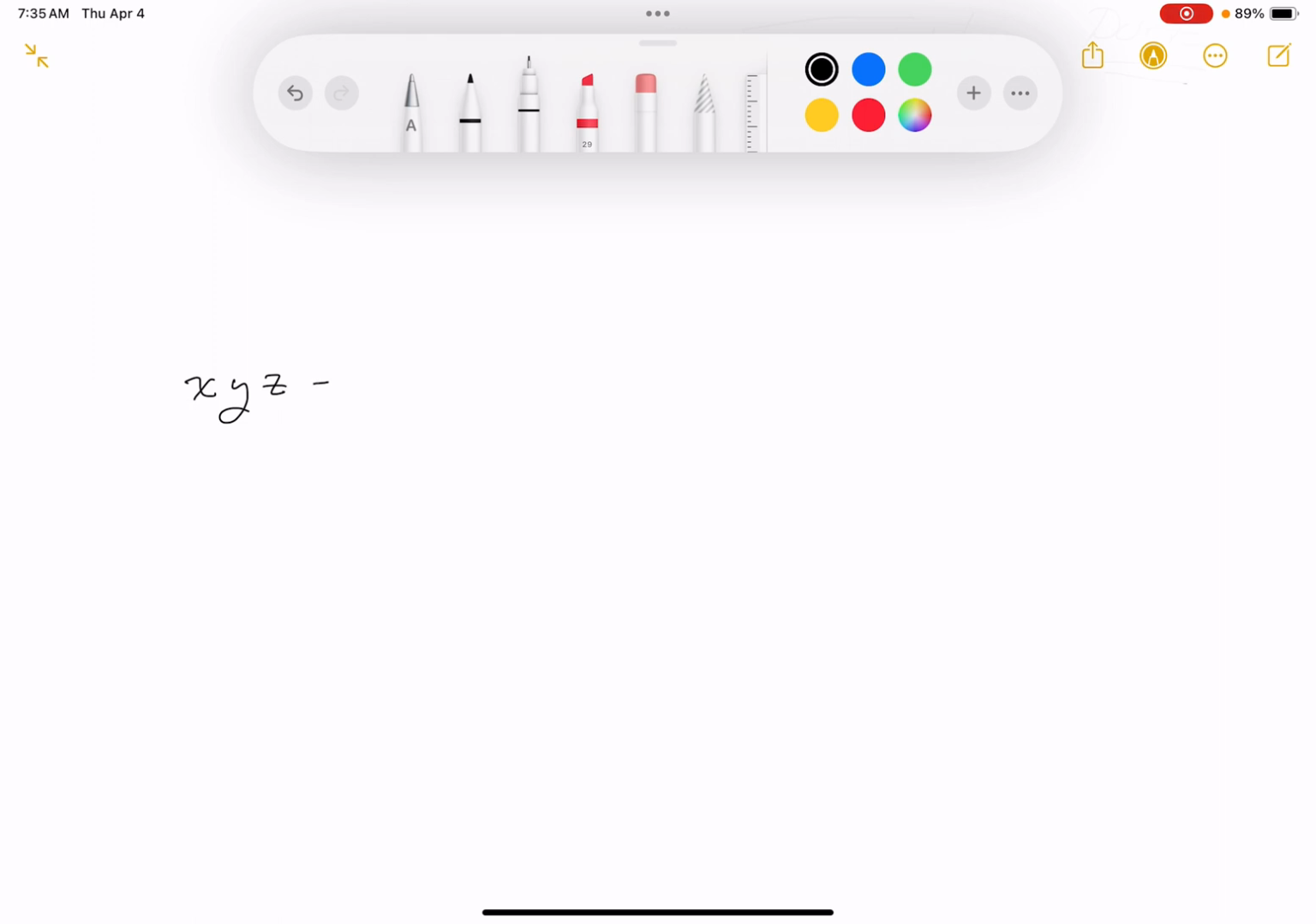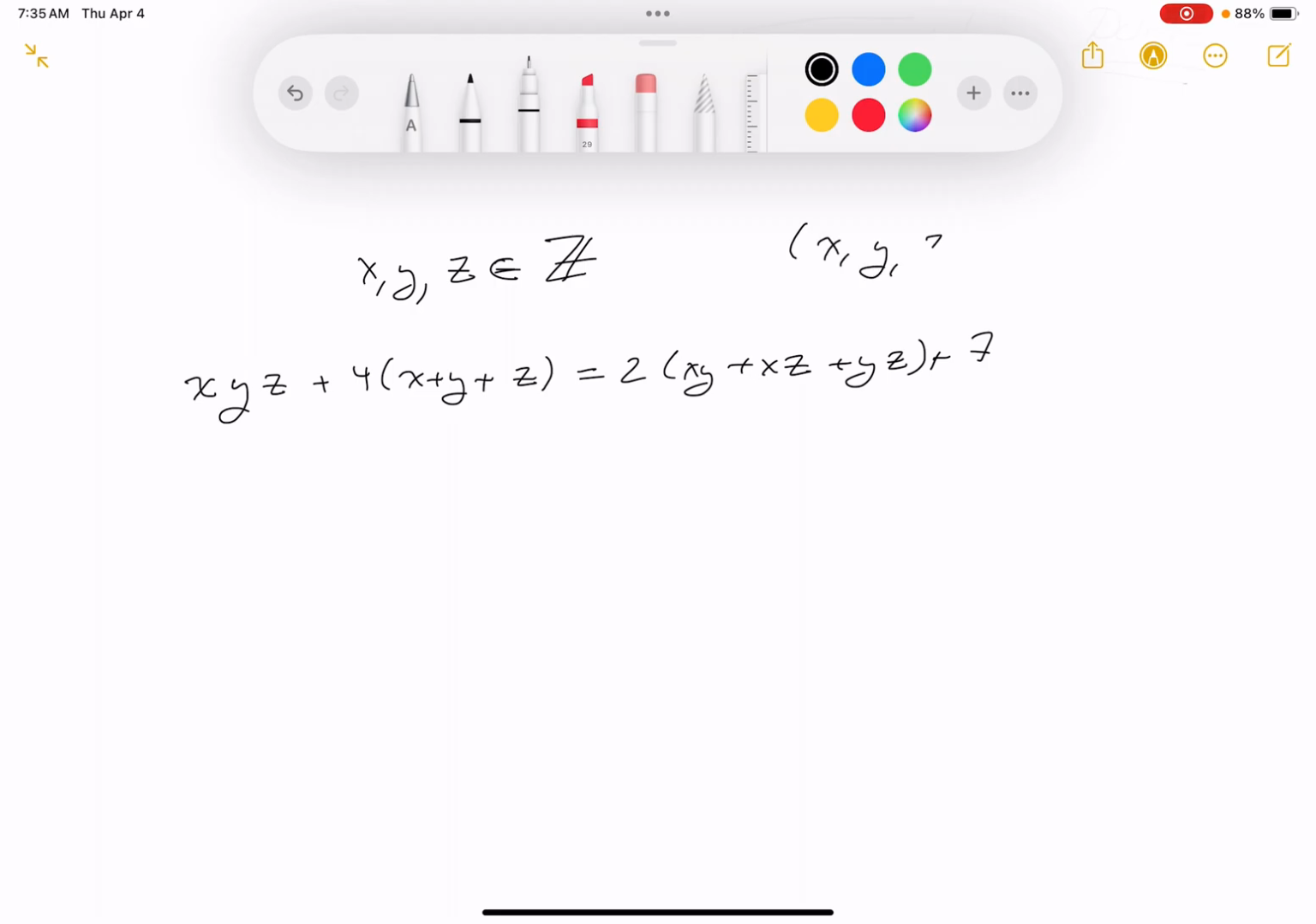xyz plus 4, and then you get x plus y plus z. But I know that x, y, and z, looking back over it, are integer numbers, all right? They're from the integers. I know that much. And then this is going to be 2xy plus xz plus yz plus 7. Let me see if I copied it right. xyz plus 4 times x plus y plus z equals 2xy plus xz plus yz plus 7. And they want me to list all the triples. So they're going to be like x, y, and z.